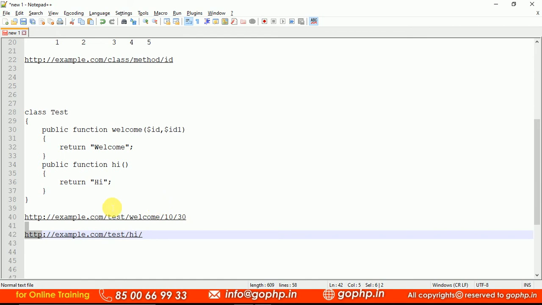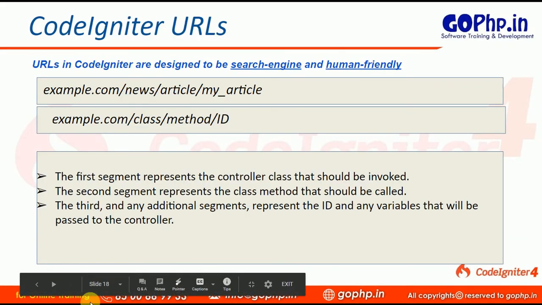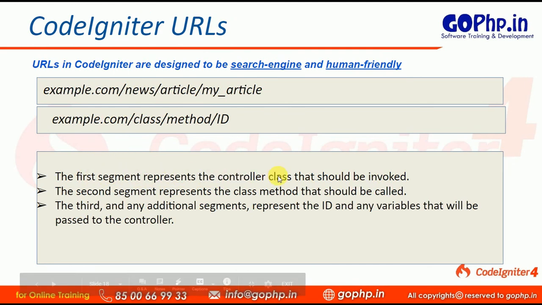But definitely this should be a controller class. Can you see here in the slide I mentioned very clearly, the first segment represents the controller class that should be invoked. The first segment here, can you see, is my class, the second segment is going to be the method, and the third is going to be the parameter to the class method. Here, in the example above, example.com, news is a controller class, article is a method, and my article is a parameter to the article method, right?